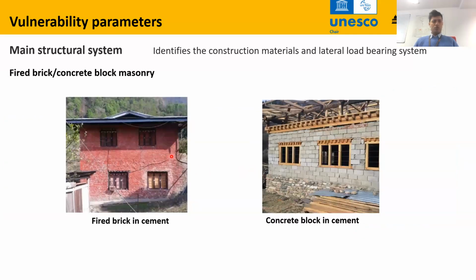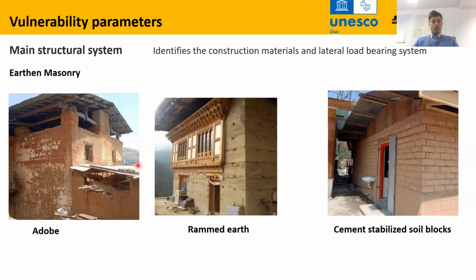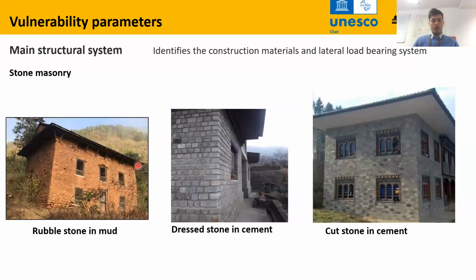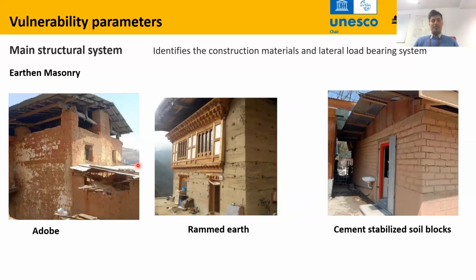And we have the modern masonry units, the fired clay bricks, and the concrete blocks, which are comparatively bigger in size than the bricks. So if we look at these different typologies of masonry, we can qualitatively identify which ones are vulnerable typologies and which ones are better typologies in terms of lateral strength.